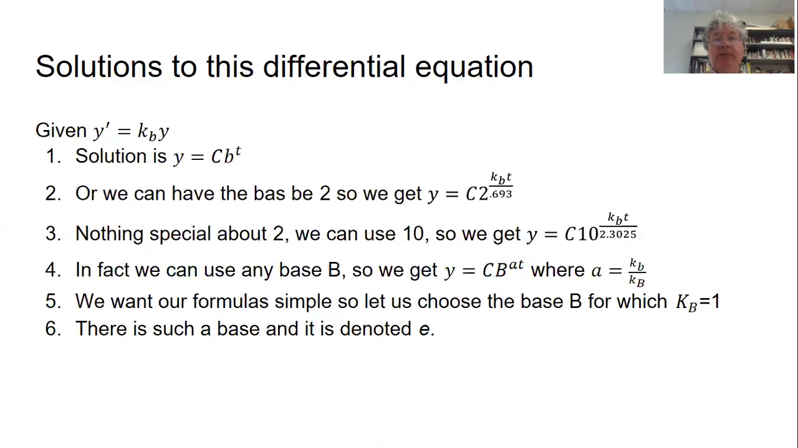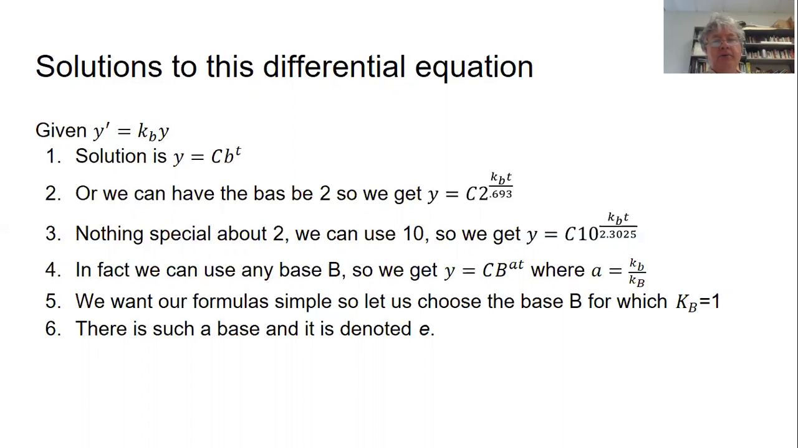If we didn't like b as a base, say we wanted 2 as a base, we could replace b to the t by 2 to the power k_b divided by 0.693 times t, right? Because by the chain rule, we're going to multiply by k_b divided by 0.693 because of that part of the chain. And then because our base is 2, we're going to multiply by 0.693. So the 0.693 is cancelled.